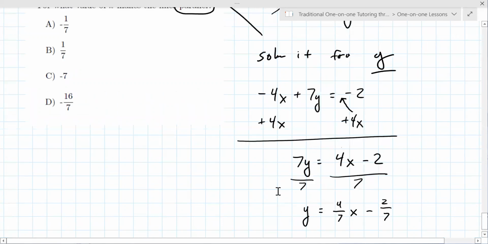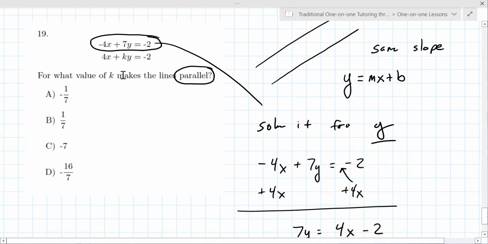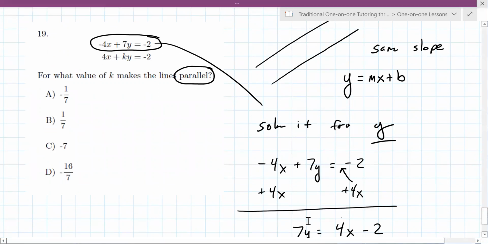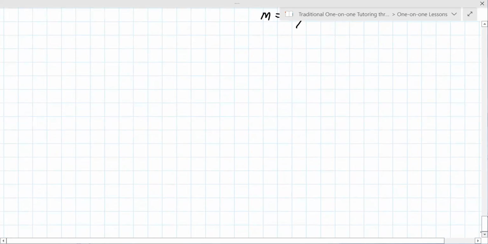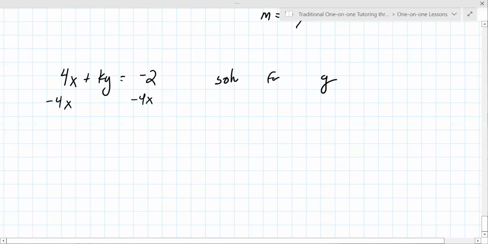Okay. Now the second equation, actually, let me grab it. I'm going to give myself some fresh space here. 4x plus ky equals minus 2. Same deal here. You want to solve for y. So you're going to subtract 4x from both sides of the equation. And again, my preference is to put it in front of the number. So it's minus 4x minus 2.